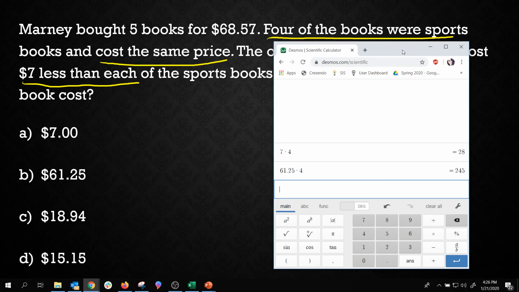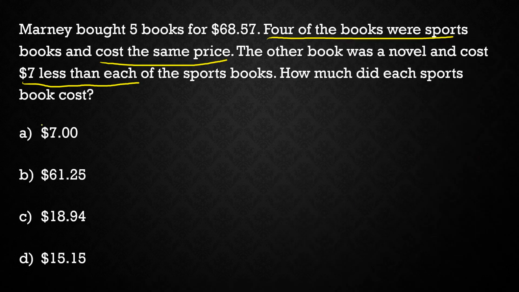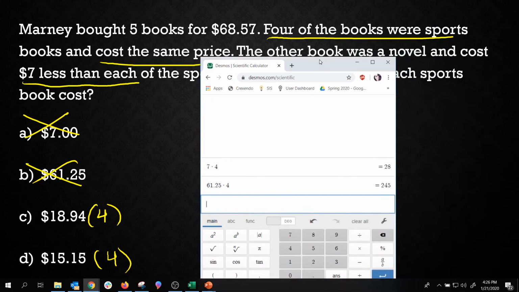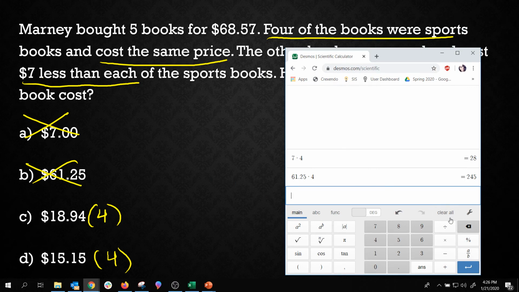Which means that these first 2 answer choices here, I'm going to cross off immediately. Okay, it can't be either of those. So I'm left with these 2 here. So what I'm going to do is multiply both of these by 4, okay, and see which one gets me closest to 68.75 without going over. So 18.94 times 4, and then I have 15.15 times 4. Alright, this 15.15 gets me closest, right?